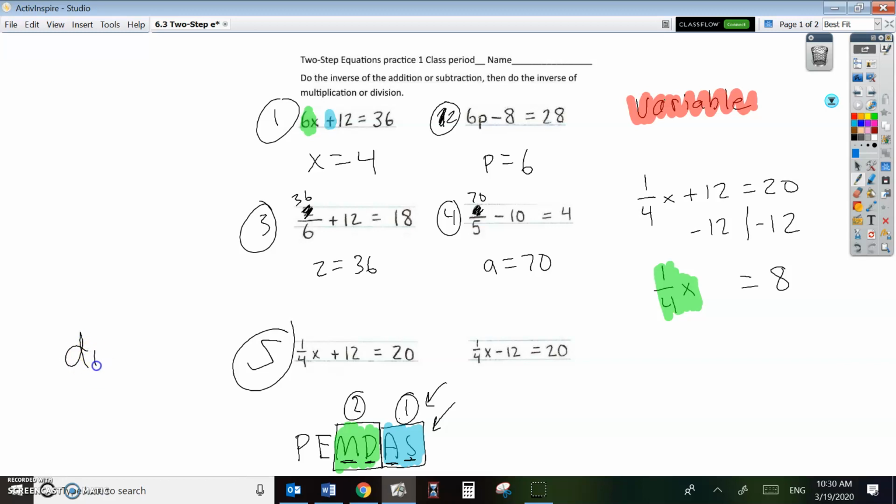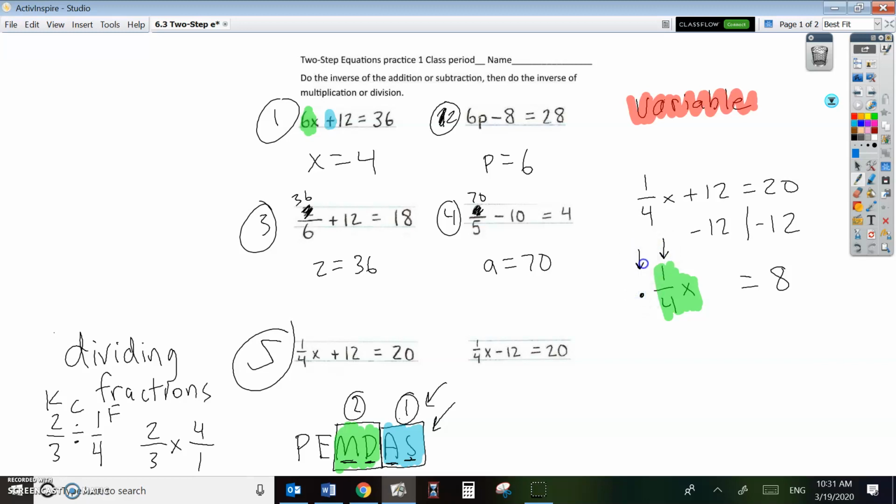Remember, dividing fractions, if you have 2/3 divided by 1/4, you need to keep, change, flip. So it would be 2/3 times 4 over 1. The same is true here. You keep 1/4 the same, you multiply, and then you take the reciprocal or you flip it. Do the same thing on both sides. This cancels, all this cancels. X equals 32.